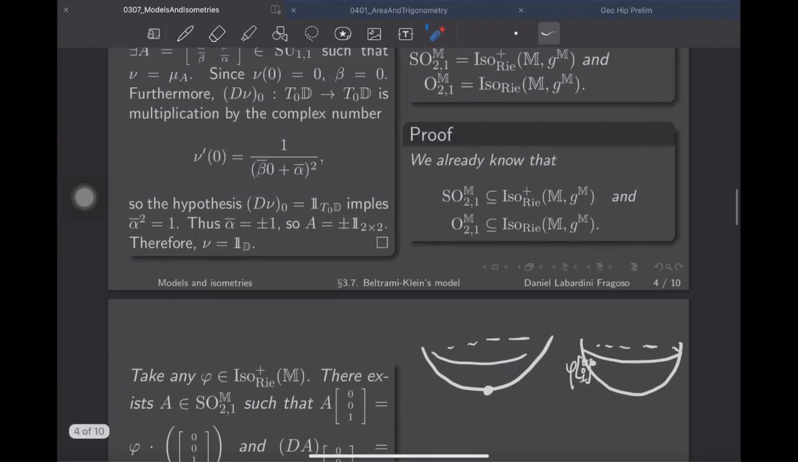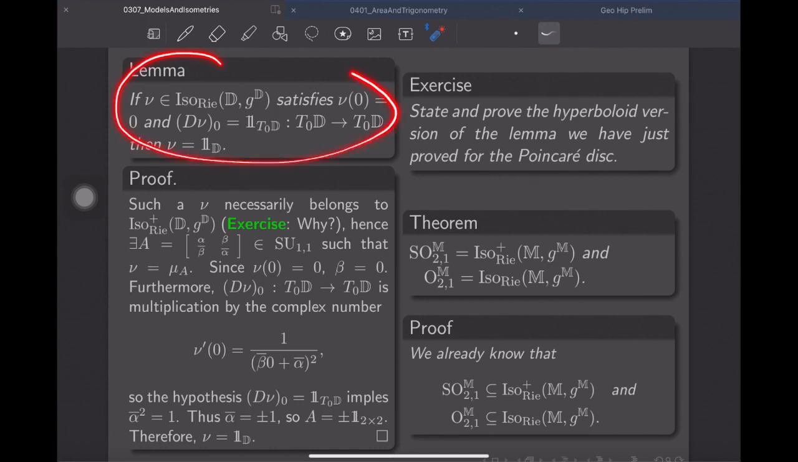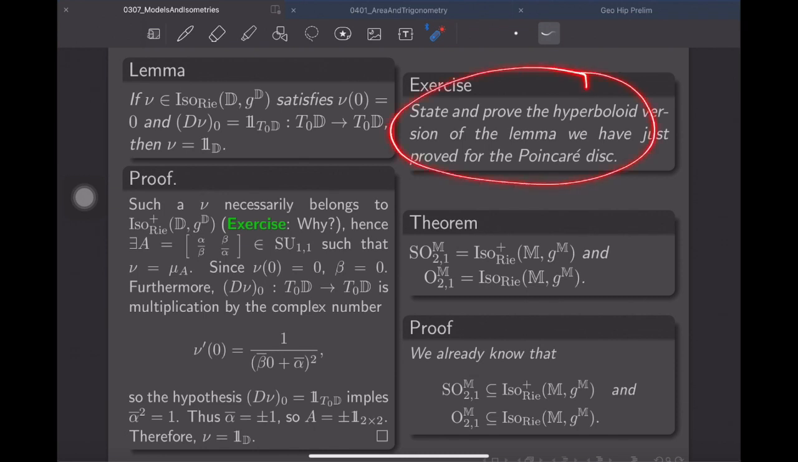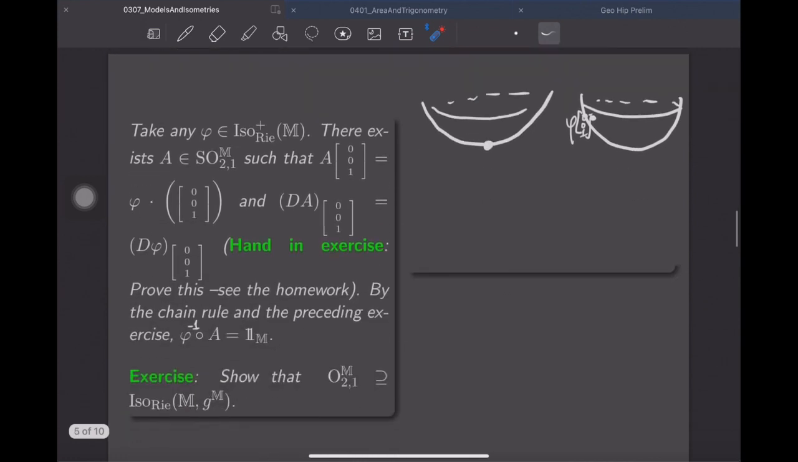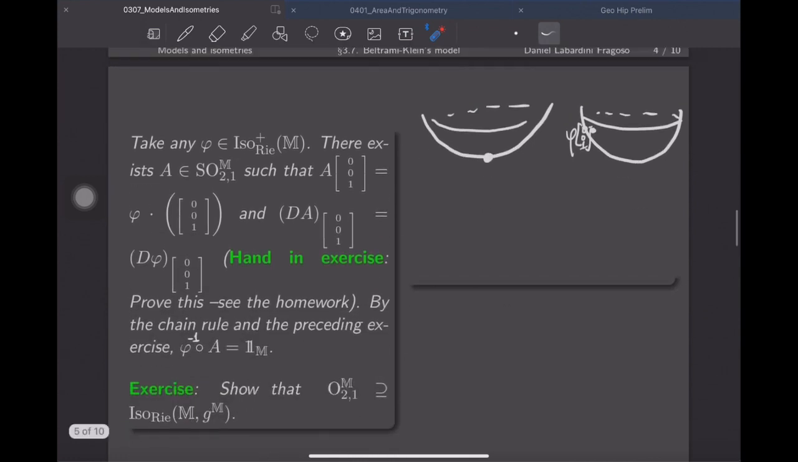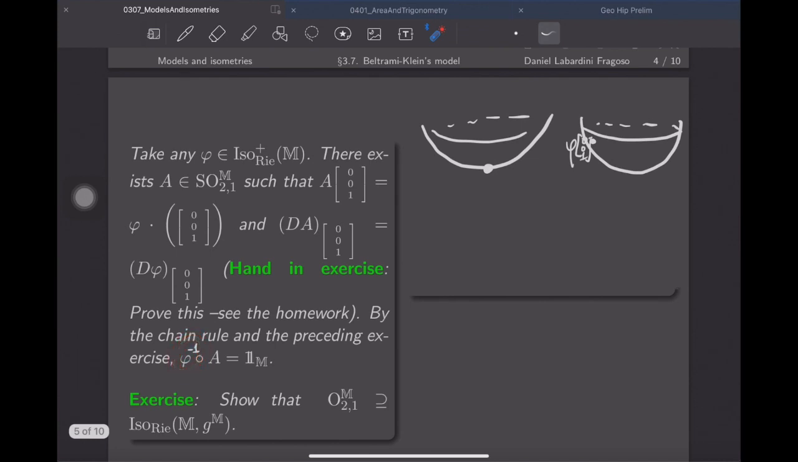And so my point of showing this lemma first in the disk is that since the disk and the hyperboloid are Riemannian isometric, for the hyperboloid you can just go to the Poincaré disk and come back, to deduce the corresponding statement from the fact that we already know this lemma. Okay, so that shows that phi is equal to A, and then phi is really here.